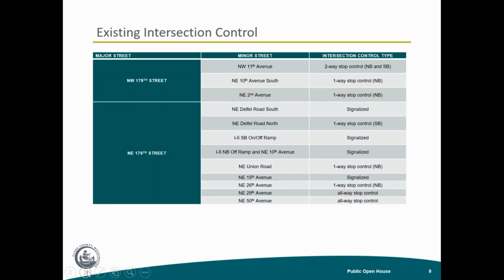So with this urban level development, we have to consider the existing intersections and evaluate their ability to handle the additional traffic that comes with new development. As you can see, there are several intersections from Northwest 11th Avenue to Northeast 50th Avenue, and they consist of a wide gamut between stop controlled, signalized, and all-way stop control. Slide.